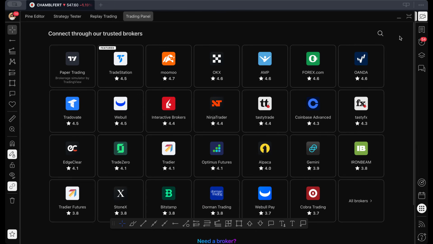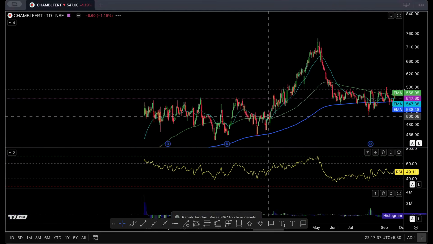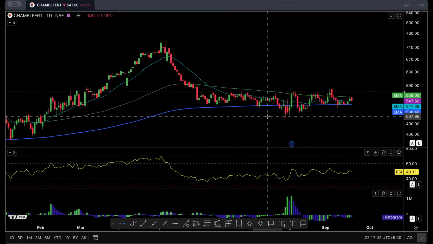Hello everyone. Let's talk about the chart of Chambal fertilizer. And I was observing something very interesting, and I think it's absolutely worth sharing.